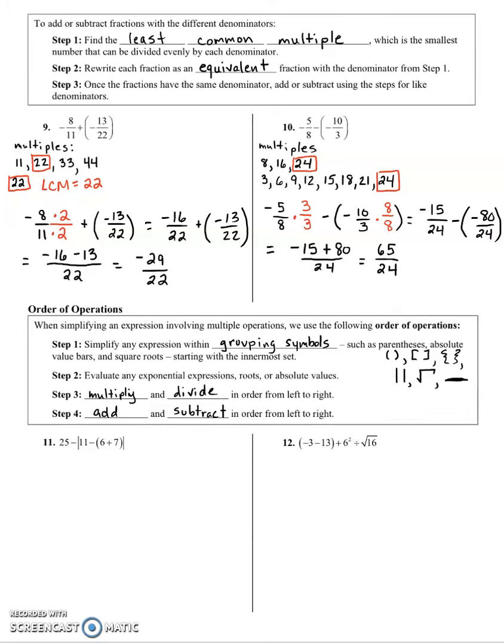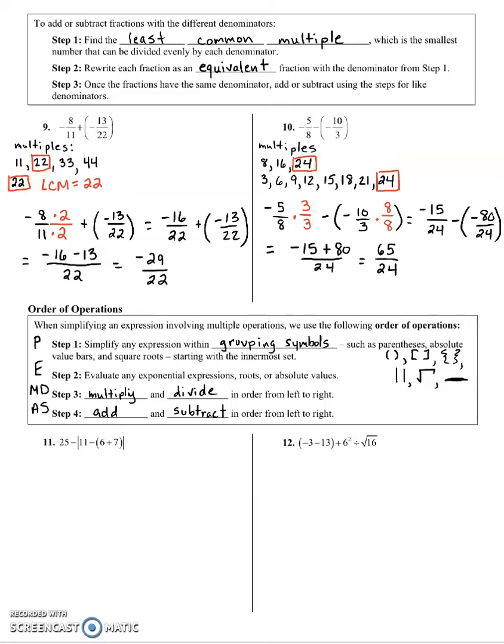So if we look at number 11, we start with the grouping symbols. I guess before I do this, there's PEMDAS, P-E-M-D-A-S, or please explain my dear Aunt Sally, or please excuse my dear Aunt Sally. I've heard it both ways. That's one of the ways for remembering the order of operations.